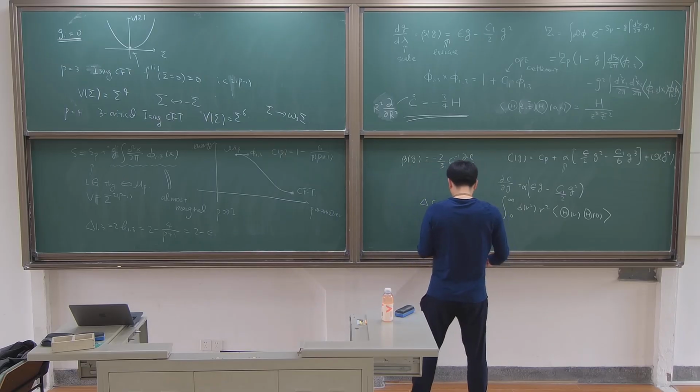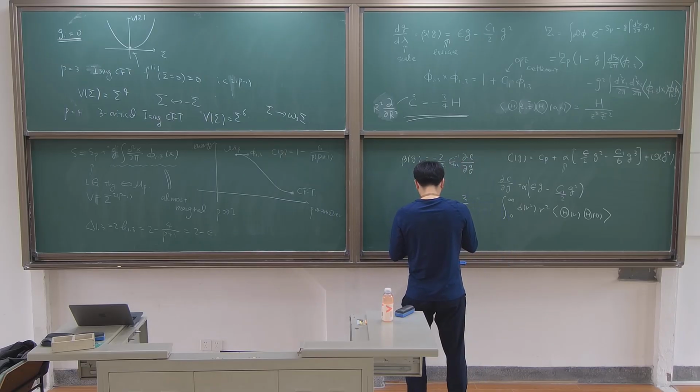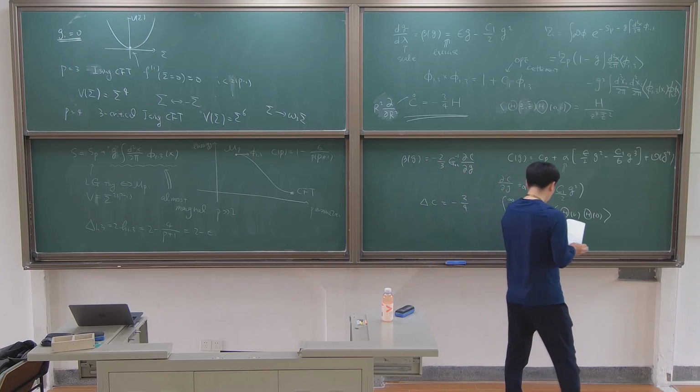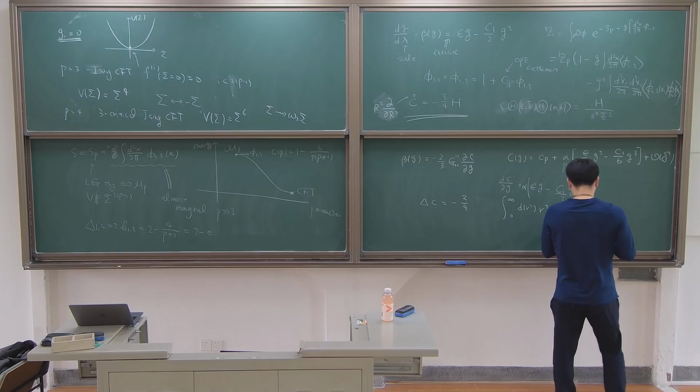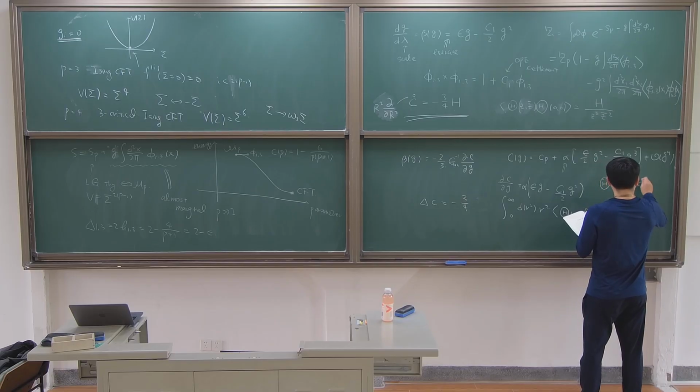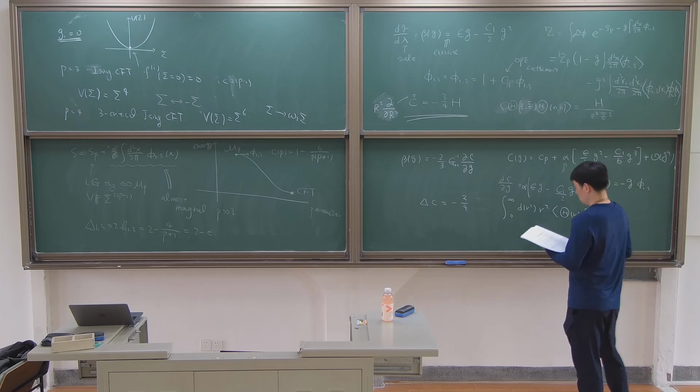On the other hand, we know that this trace part of the stress-energy tensor can be obtained by g times phi_{1,3} in our case, times epsilon.